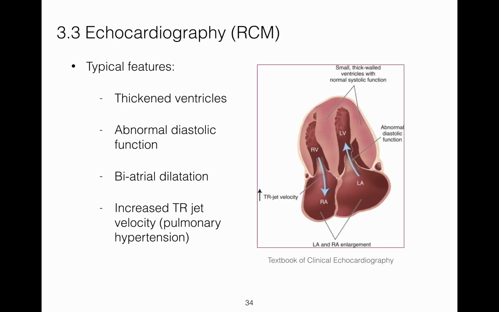Echocardiography in restrictive cardiomyopathy. The typical echo features include thickened ventricles that may display an increased degree of myocardial speckling, abnormal diastolic function, which, as mentioned, is the hallmark of restrictive cardiomyopathy, biatrial dilatation, and an increased tricuspid regurgitant jet velocity that relates to the patient's elevated pulmonary pressure secondary to their poor LV compliance.